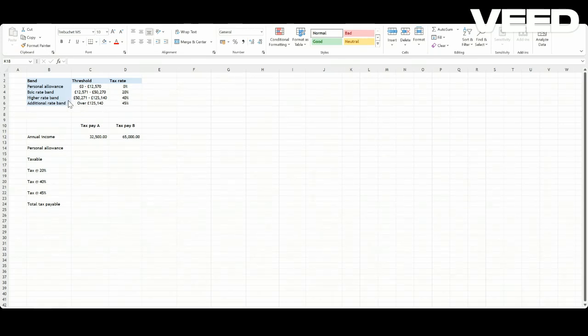So we have the basic rate band, we have the higher rate band, we have the additional rate band. And before all that, we also have a personal allowance, which is the allowance that is given to every taxpayer, whereby the tax rate for that will be 0%. So we have two different taxpayers here, taxpayer A and taxpayer B, that we are going to use in a short example to explain how the UK progressive tax system works.